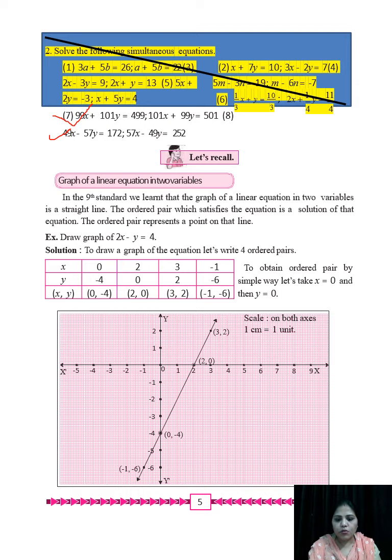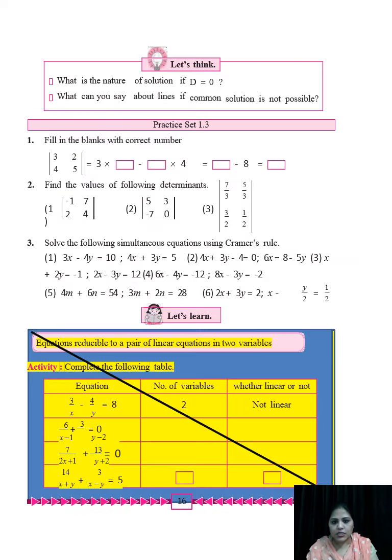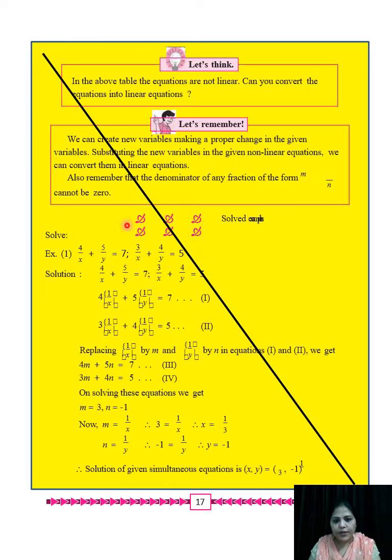Now we'll move on. See page number 16 now. Equations reducible to a pair of linear equations in two variables. When we reduce the equation and form linear equations, such types of questions are also being cancelled from your book. On page 16, one activity was given to you. This has been cancelled now. It is no longer there in your book, so cancel it. Then we have page number 17. The whole page has been cancelled based on the same part.